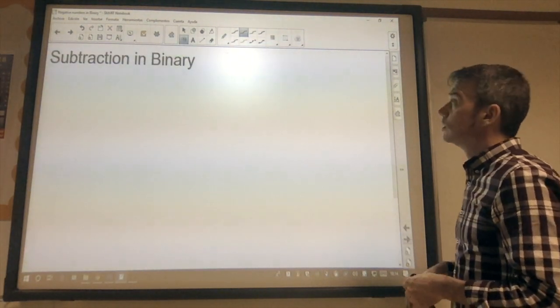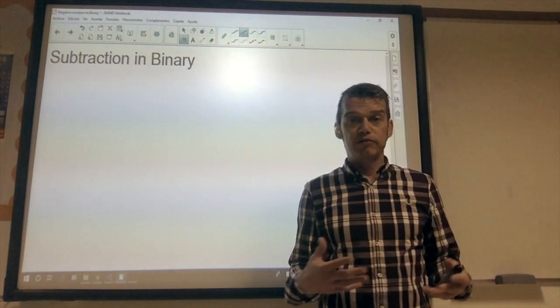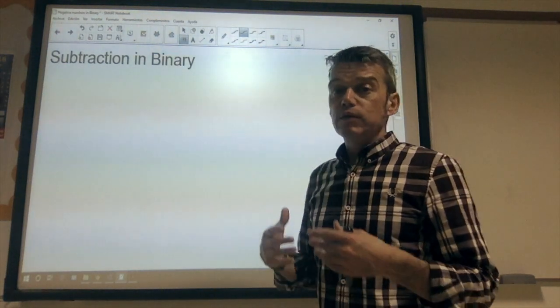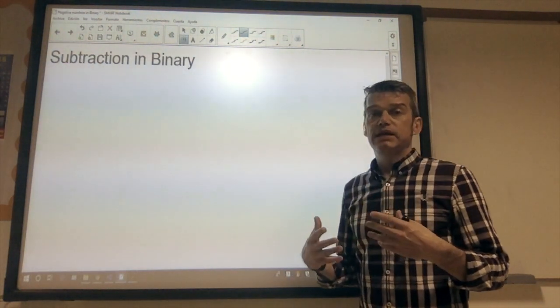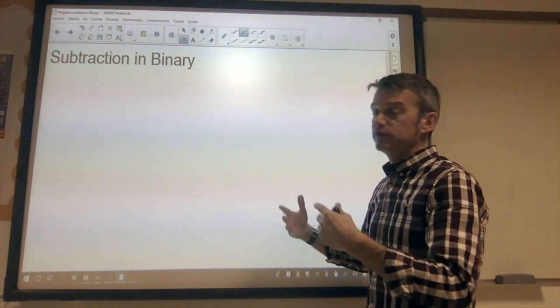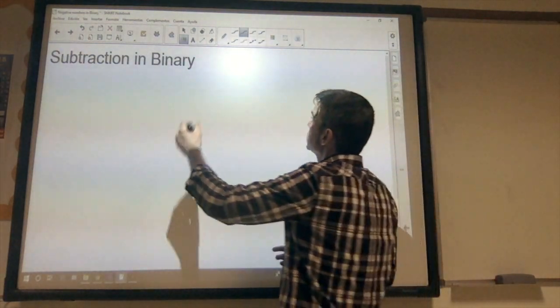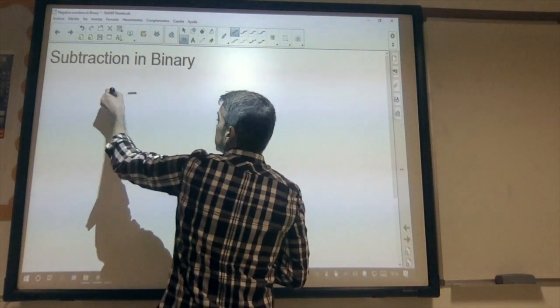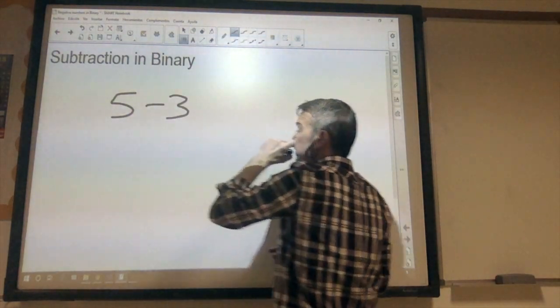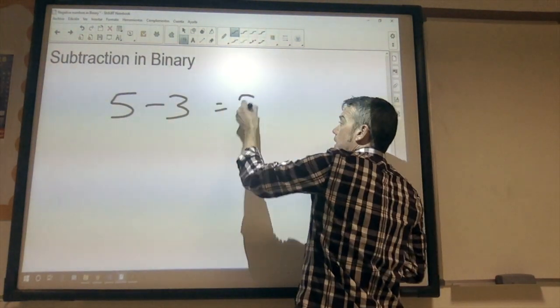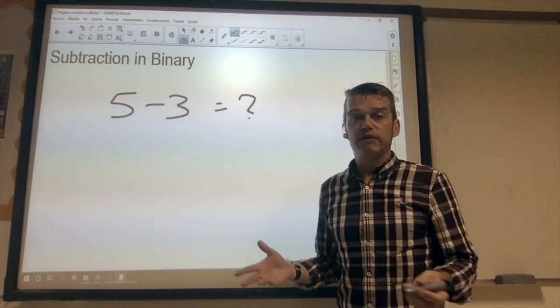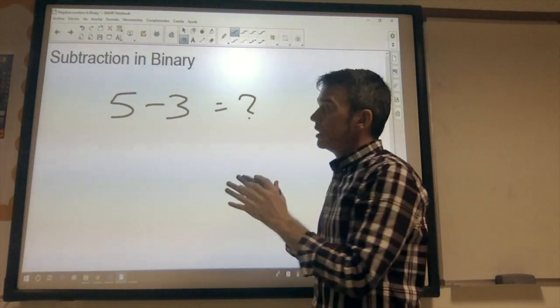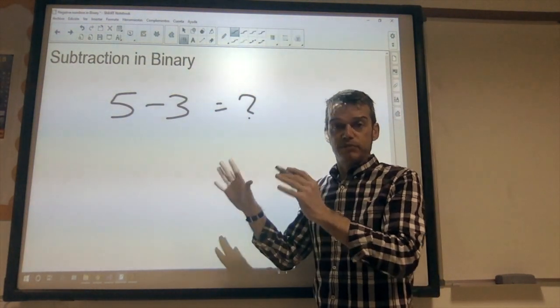Finally, looking at subtraction in the binary number system. What we would do is, say for example, we wanted to calculate 5 minus 3. Again, I'm keeping it nice and simple with small numbers. What does that equal? And we want the computer to carry that out. Well, we take the positive binary numbers of both.